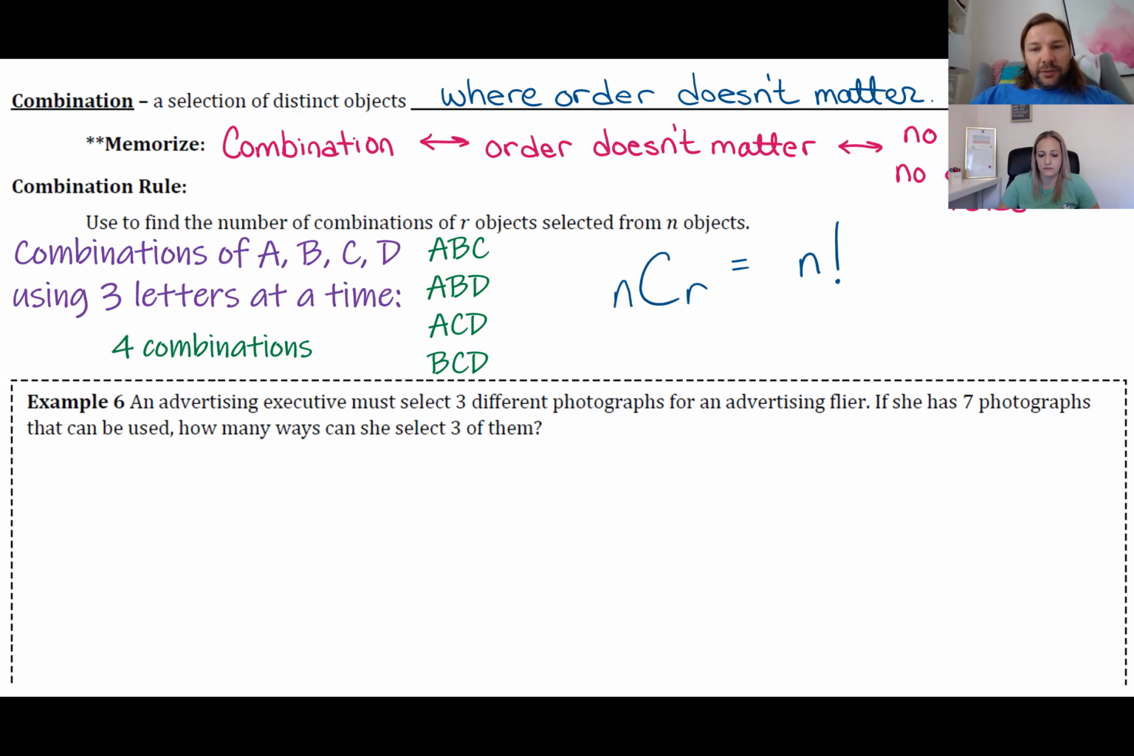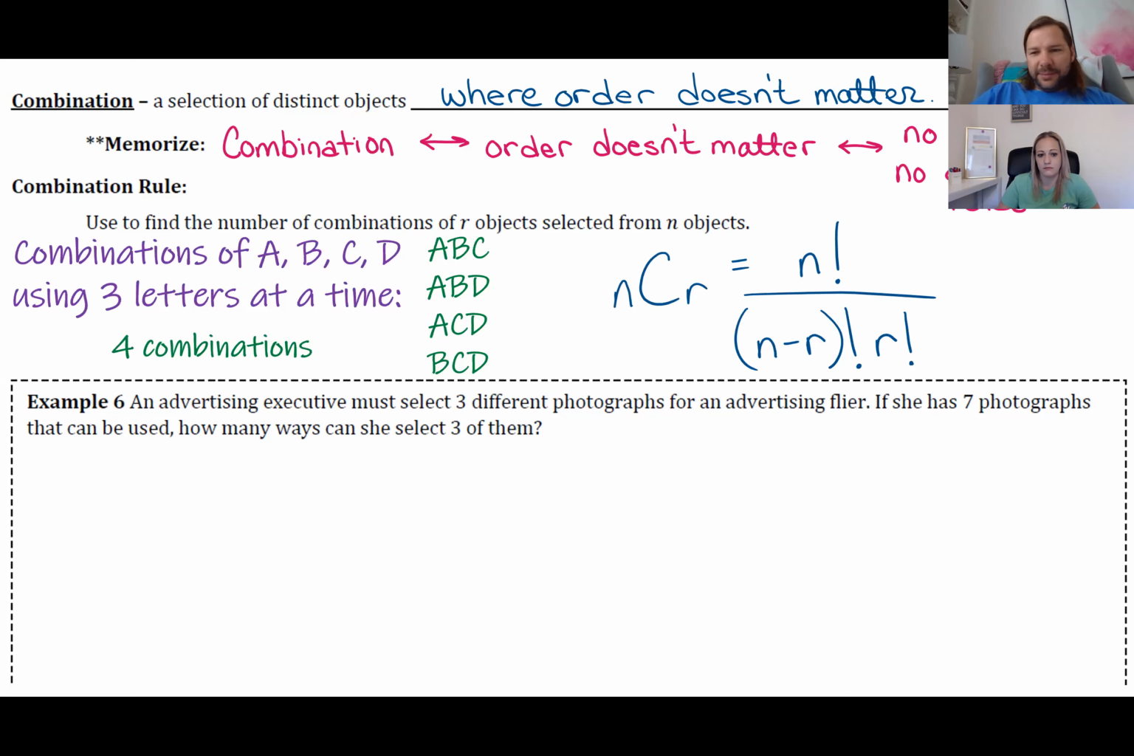And so if you use this formula, that would be 4 factorial divided by 3 factorial, and then times 4 minus 3, which would be 1 factorial. So you end up with 4 factorial divided by 3 factorial. So that's 4 times 3 times 2 times 1 divided by 3 times 2 times 1. You end up with just 4. So that's the calculation there.